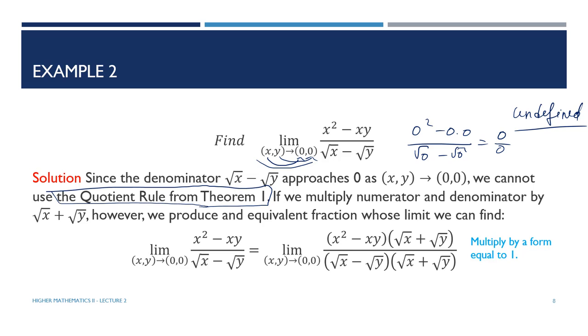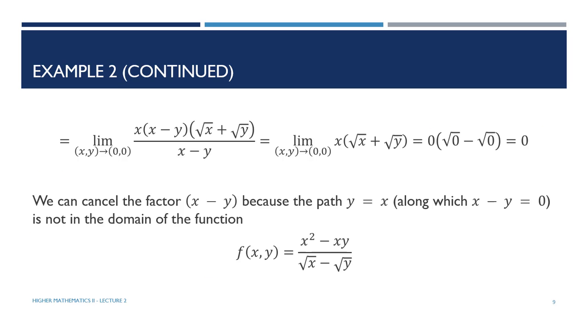And if we multiply numerator and denominator by square root of x plus square root of y, however, we produce an equivalent fraction whose limit we can find. Okay, let us try. So multiply this expression's positive part to both of them. Okay, now go further.